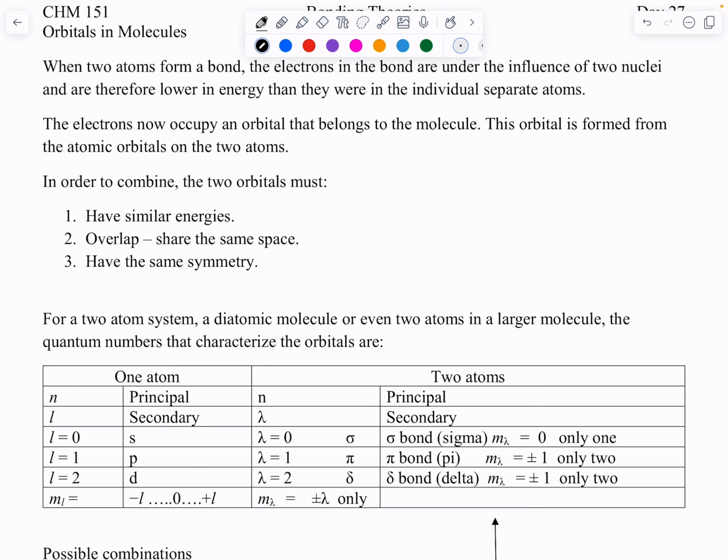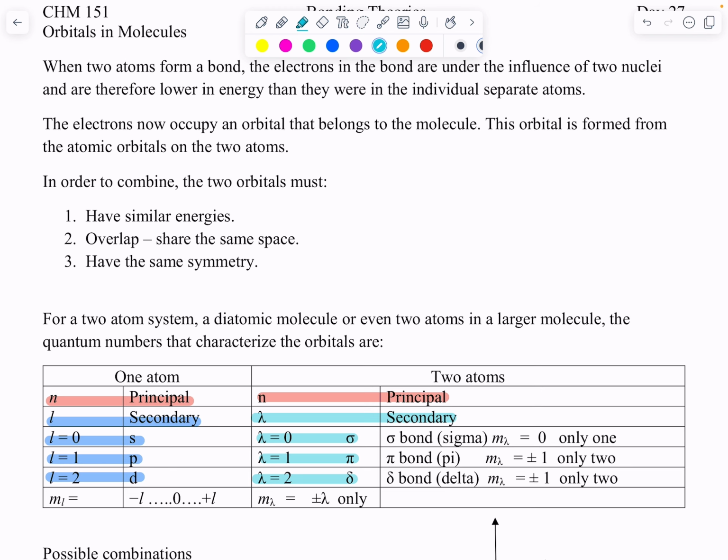So we still have the principal quantum number and the principal quantum number. The secondary for one atom versus the secondary for two atoms. It's still an L, but they use lambda. And so it goes from s, p, d to sigma, pi, delta.